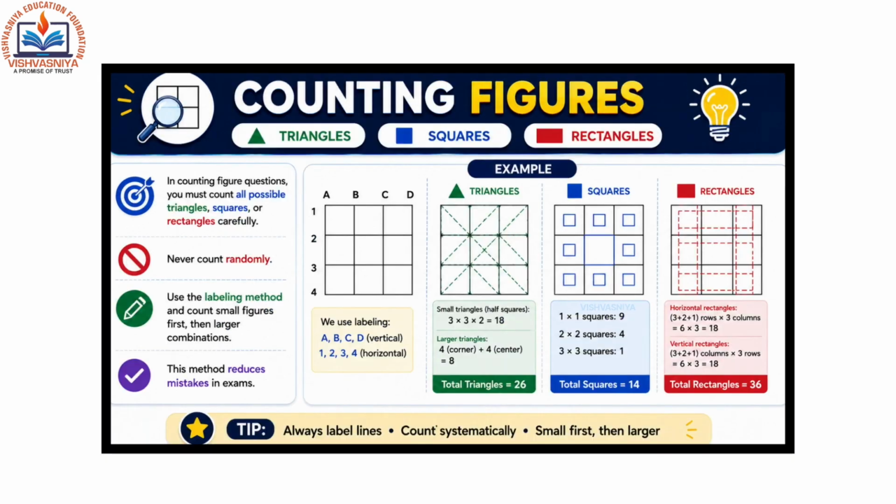In counting figure questions, you must count all possible triangles, squares, or rectangles carefully. Never count randomly. Use the labeling method and count small figures first, then larger combinations. This method reduces mistakes in exams.